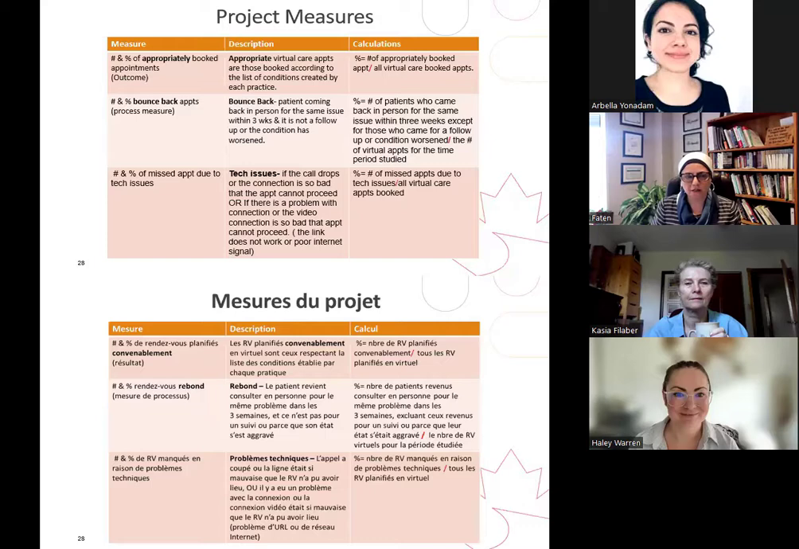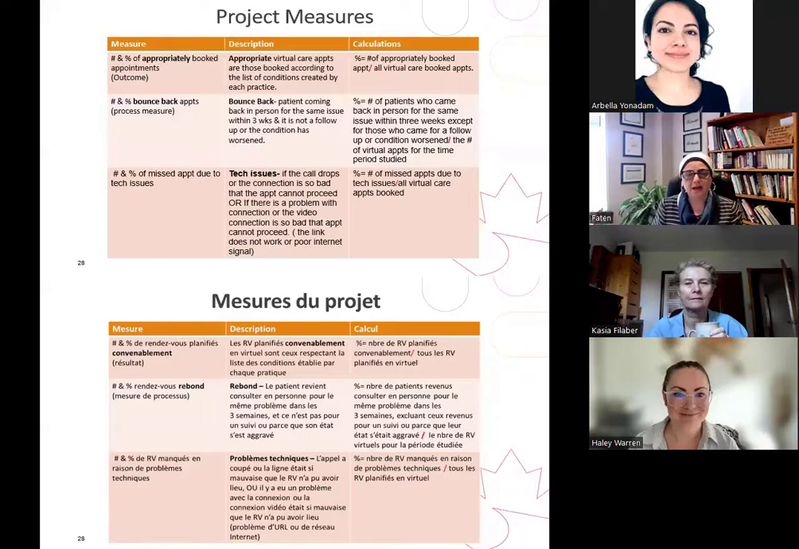So for example, for the outcome measure, as you could see, the outcome measure was the number and percent of appropriately booked appointments. But what does appropriately mean? Well, appropriate means virtual care appointments are those that are booked according to the list of conditions created by your practice, and that goes back to the one page.